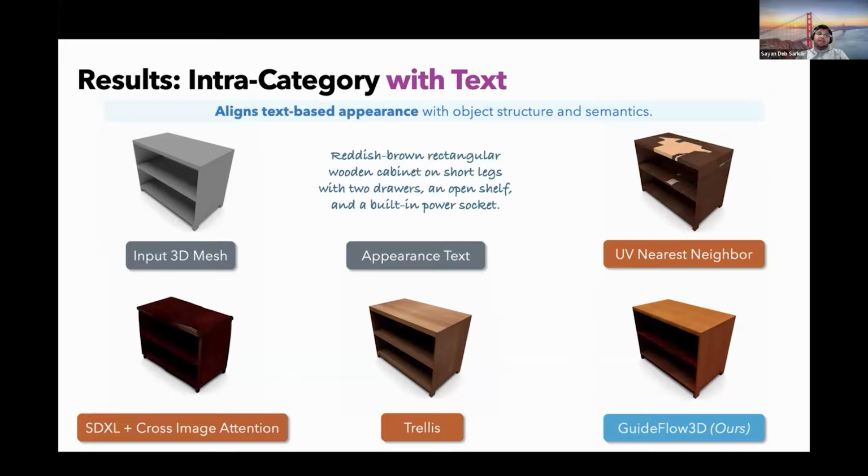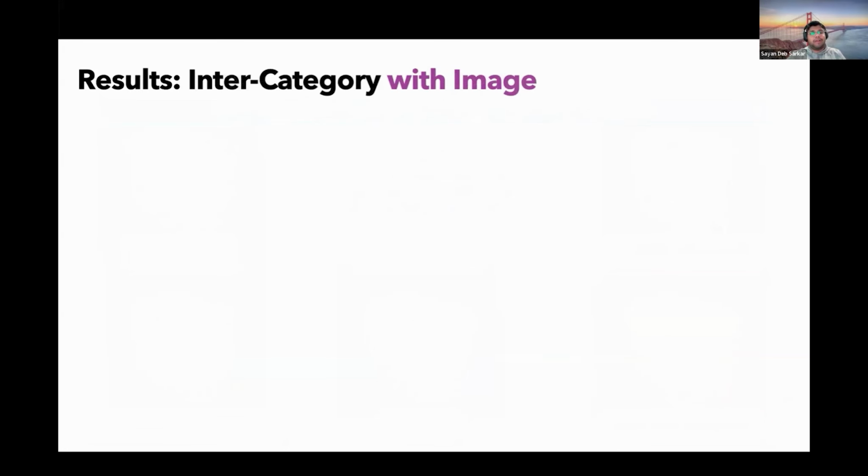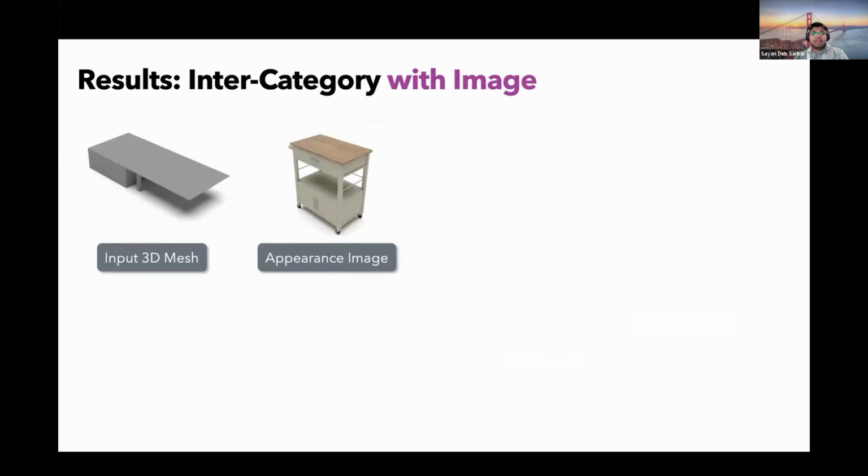Okay, now that I have talked entirely about intracategory, let's look at how you could go from a chair to a table. And maybe I will show you more diverse use cases as well. Right, so let's say you have this table, right? Input 3D mesh, which is a table, and then you have this cabinet, right? This can be a small cabinet. So how does it look?